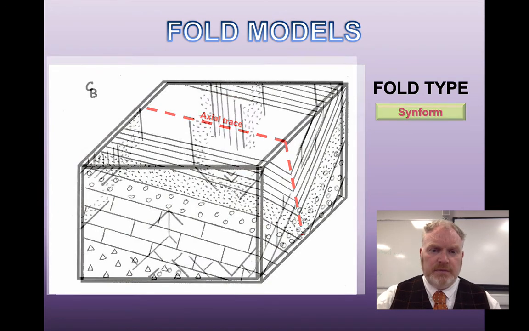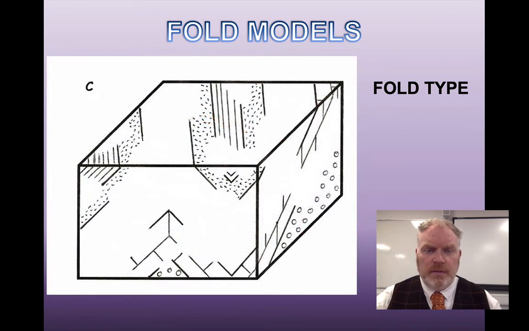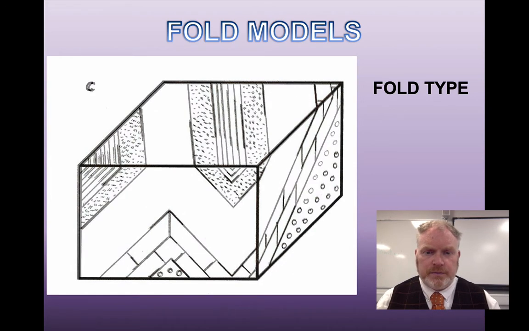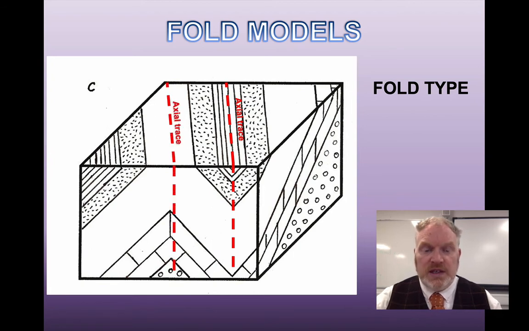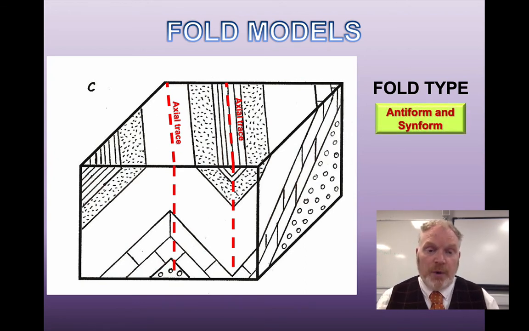And finally, block C. Fill in the gaps here. And in this case, we've got two folds. Drawing some axial planes. So there's one, and there's a second one. So we can see then we have both an antiform and a synform next to each other. Remember, you can't have two antiforms together. It needs to go antiform, synform, antiform, synform, and so on.